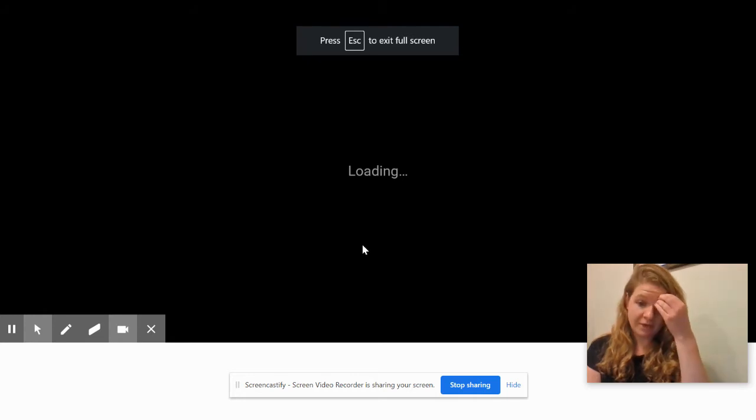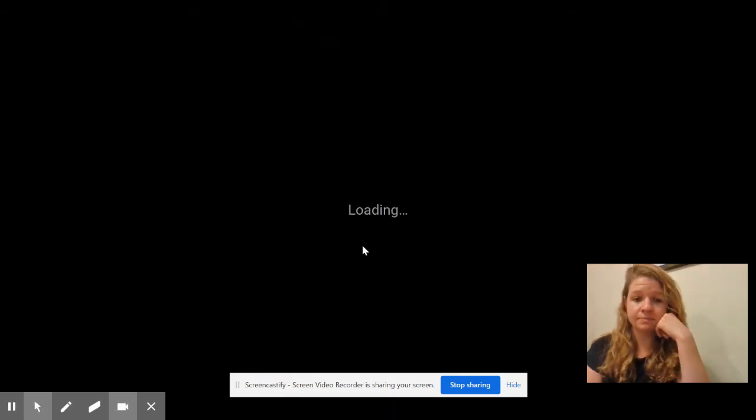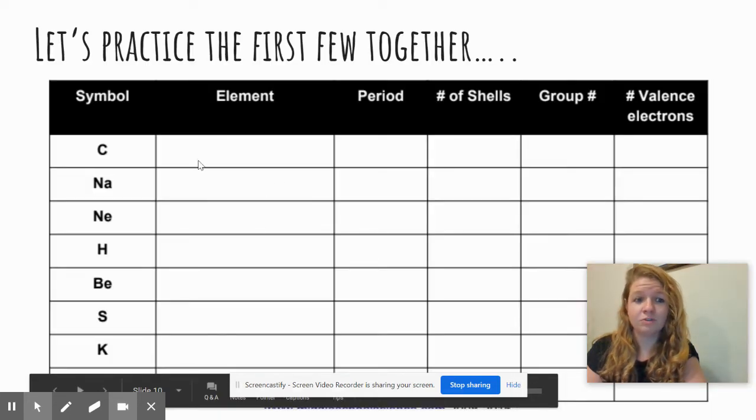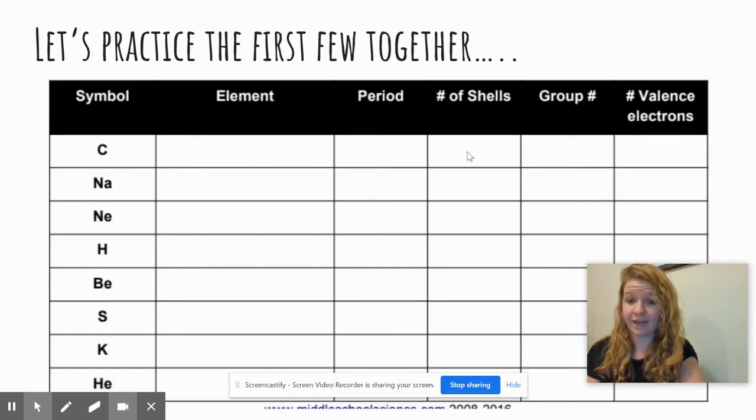For each one of them, you should have had, hopefully this will load for me. Yes, there we go. You should be able to tell me what element it is, what period it's in. That should tell you the number of shells or the number of energy levels around the nucleus, what group it's in, and that group number should tell you the number of valence electrons. And like I said, I'll post the answers to those on Friday, but hopefully between your e-learning from yesterday and working with a partner today, you'll be able to fill in this chart.